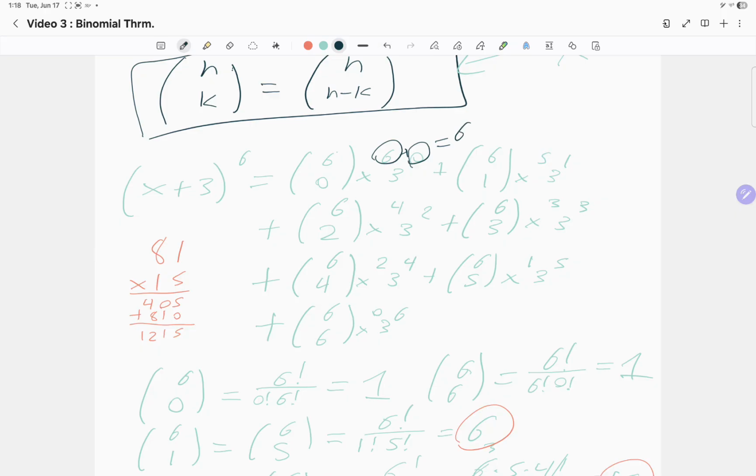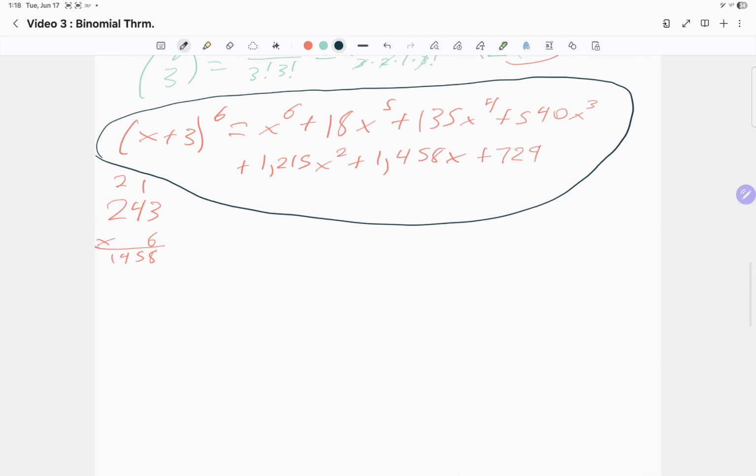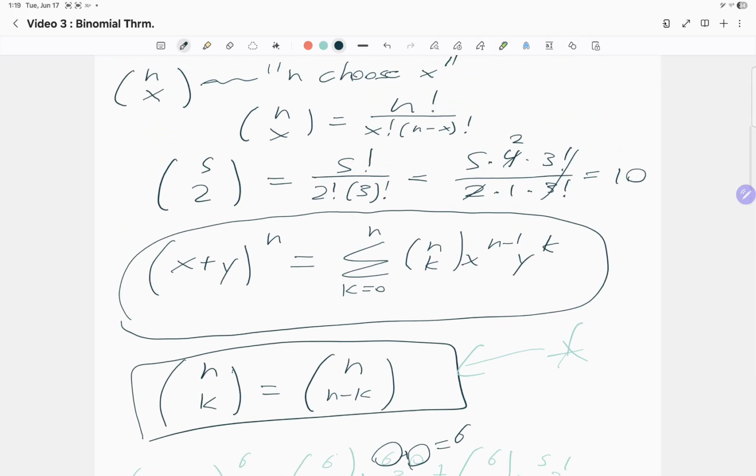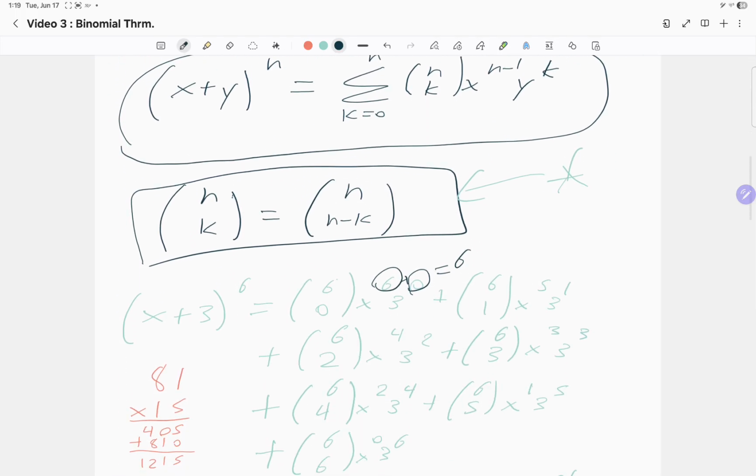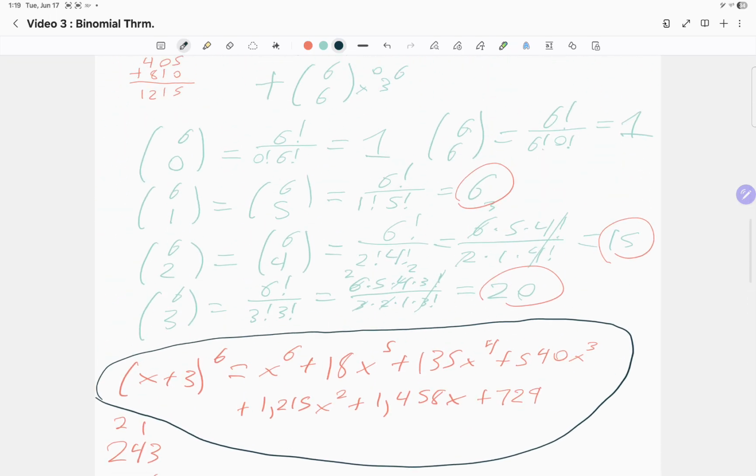So there you go. I think that's all I want to cover today. This was video 3 on binomial theorem. We went over the definition of the binomial coefficient to show how our binomial theorem got its name.